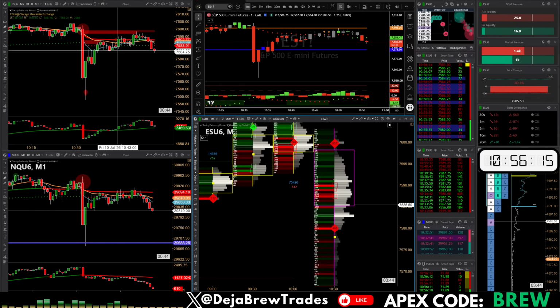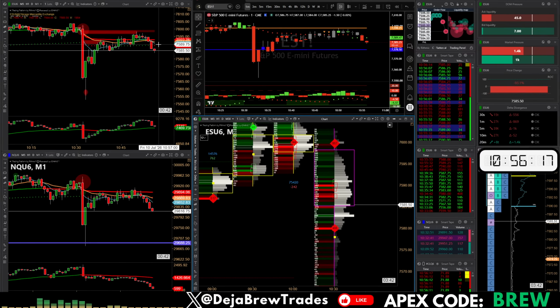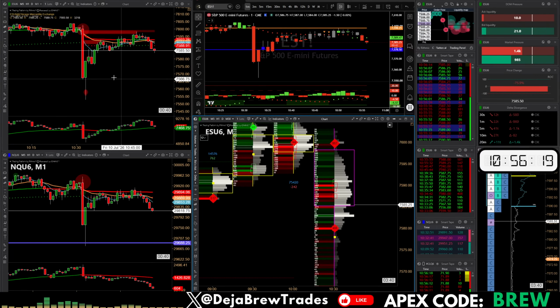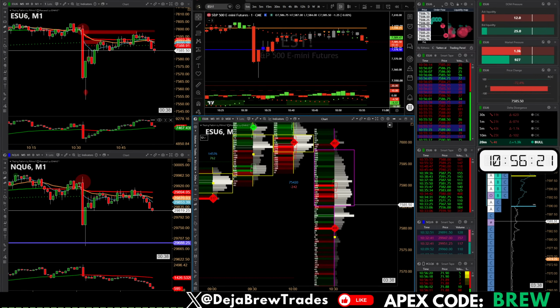Okay, guys, here's that bear flag in the VWAP. We're finally starting to pull away from it. If we stay below 90, you're going back to that prior low.